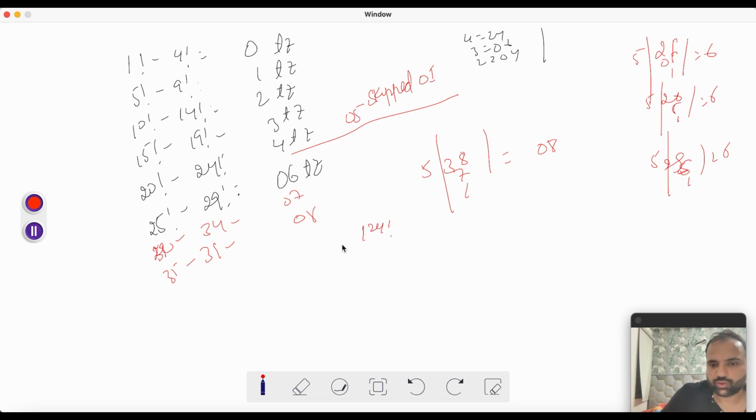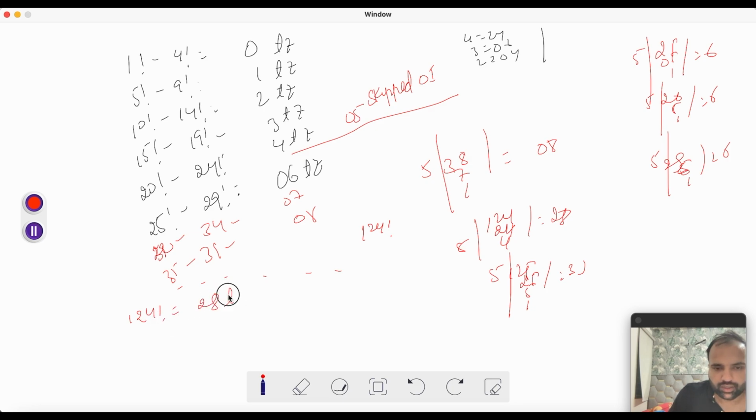Now let's see, 124 factorial, how many zeros would be there? So let's calculate. 124 is 24 and 4. So you have 28. And 125 factorial would have 25, 5, 1. So 31. So going by this pattern, let's say we reach over here 124 factorial. 124 factorial has 28 trailing zeros, whereas 125 factorial has 31 trailing zeros. So what has happened over here? We have skipped some 3 zeros.